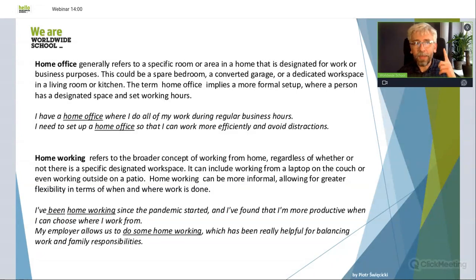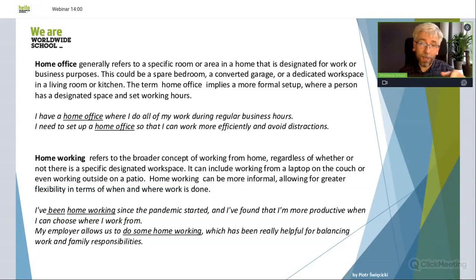See? It can include working from a laptop on the couch. Maybe you're in this situation right now. Or even working outside on a patio. Home working can be more informal, allowing for greater flexibility in terms of when and where you do the work. So, what is your case?